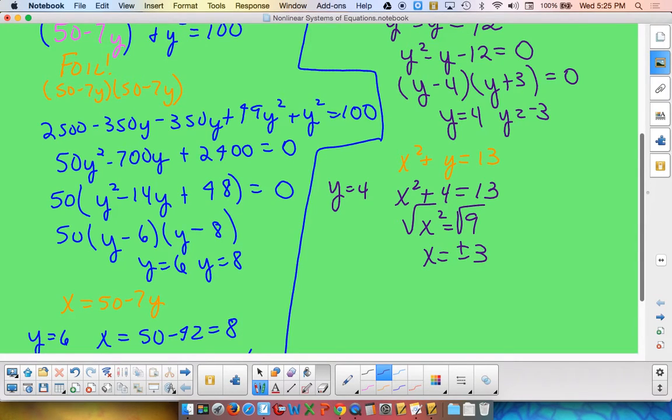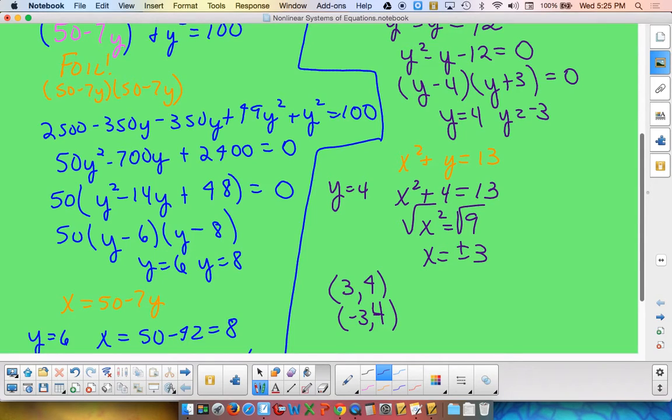So now I would have how many answers? And hopefully somebody out there is saying 2, because you just found out that when x is 3, y is 4. You just found out that when x is negative 3, y is also 4. So you have (3, 4) and (negative 3, 4).